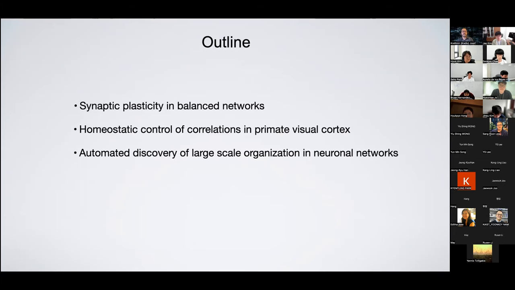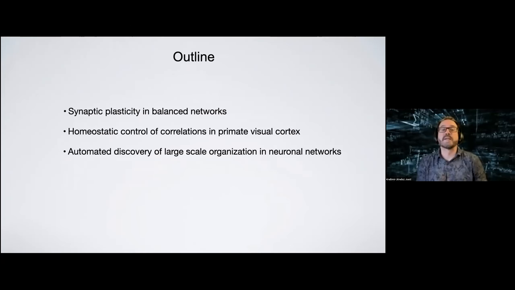And in the last part, I'm going to talk about automated discovery of large-scale organization in neural networks. It's going to be a little bit of a change. I'm going to talk about the Drosophila connectome, which is the connectome of the neural network of a fruit fly. I'm going to tell you a little bit about automated ways of trying to cluster the different groups of cells in that network and tell you what we find.